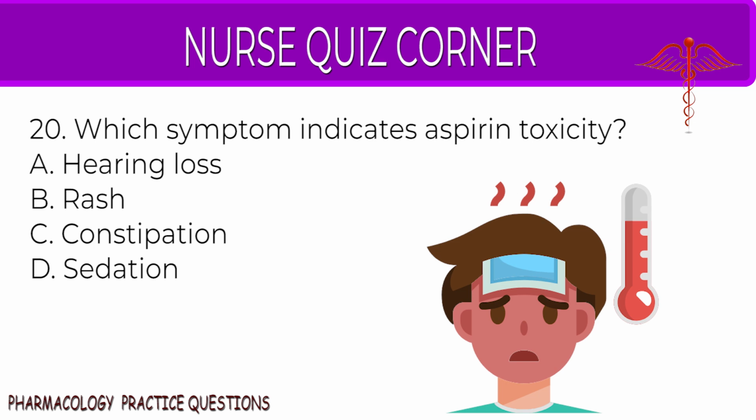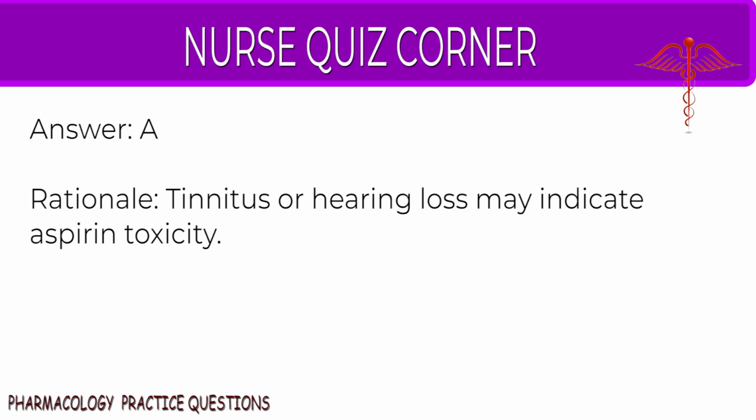20. Which symptom indicates aspirin toxicity? A. Hearing loss, B. Rash, C. Constipation, D. Sedation. Answer: A. Rationale: tinnitus or hearing loss may indicate aspirin toxicity.